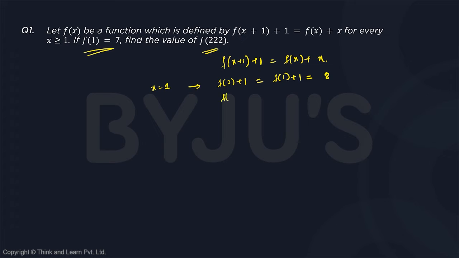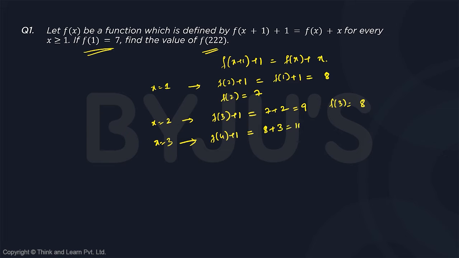So your f of 2 should be equal to 7. Then if you put x equal to 2, you will get f of 3. f of 3 plus 1 will be equal to f of 2, f of 2 is 7, plus 2, right? Because x is 2. So this is 9, which means f of 3 should be 9 minus 1, which is 8. Then if you put x equal to 3, so you need to get a pattern here. So f of 4 plus 1 will be equal to 8 plus 3, which is 11. So which means f of 4 will be 10.